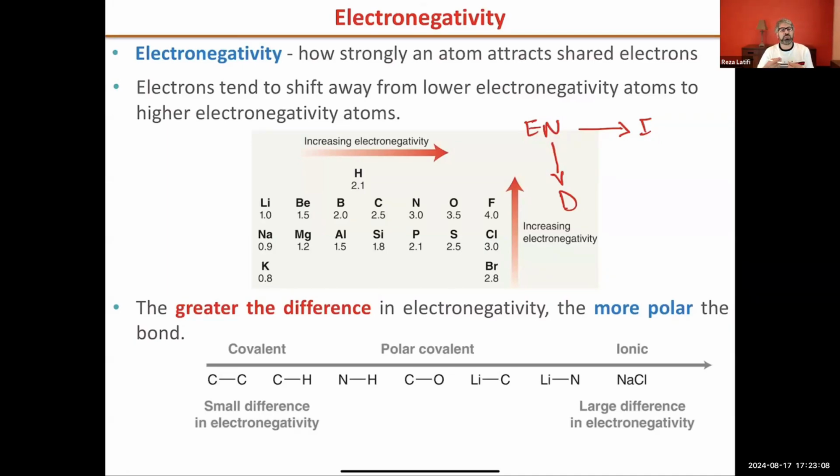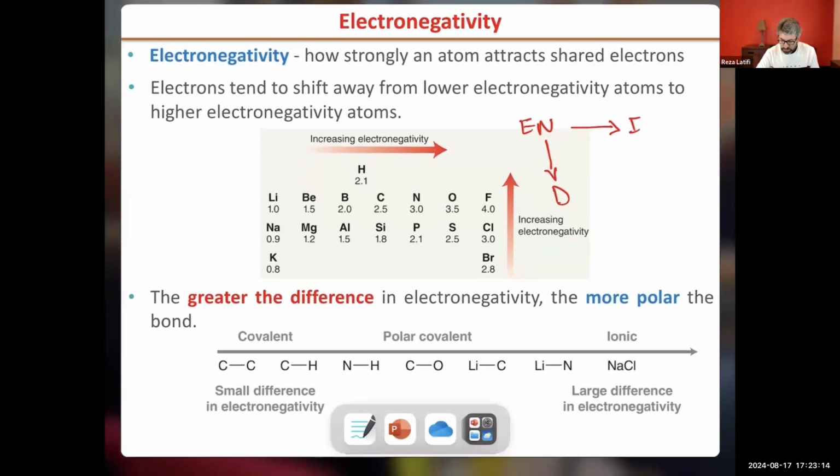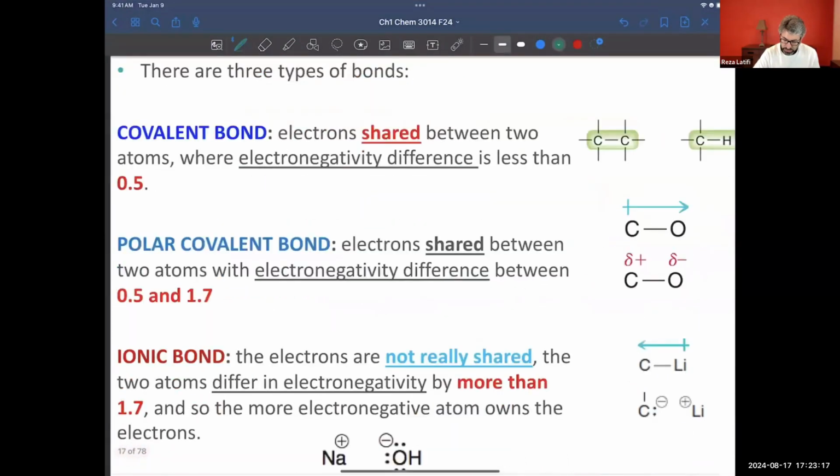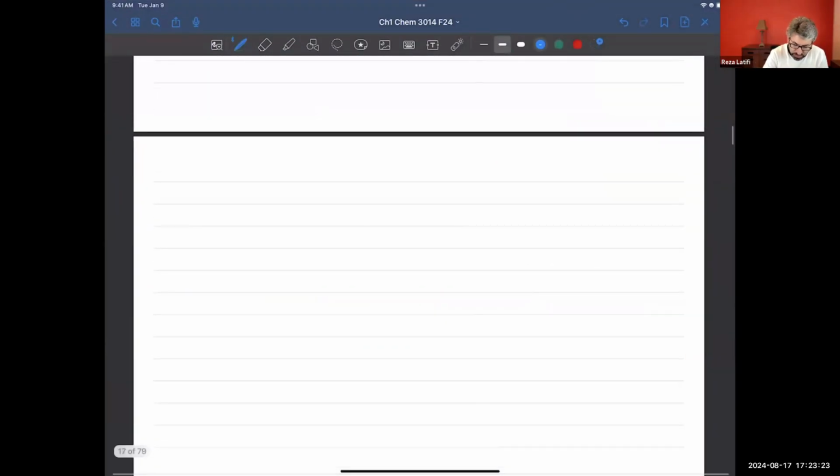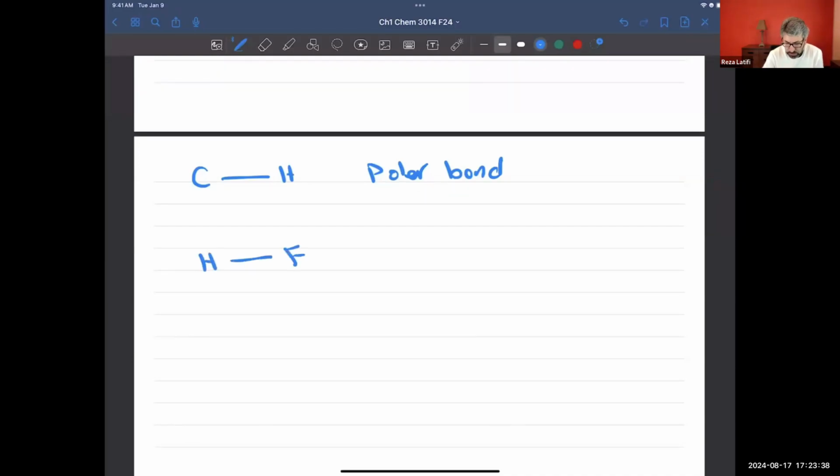But for the purpose of Gen Chem, you can call it a polar bond. Okay, so let's go with this example. If I take hydrogen and attach it to carbon, that's going to give me a polar bond, because they are non-identical. If I take hydrogen and attach it to fluorine, again, that's a polar bond.